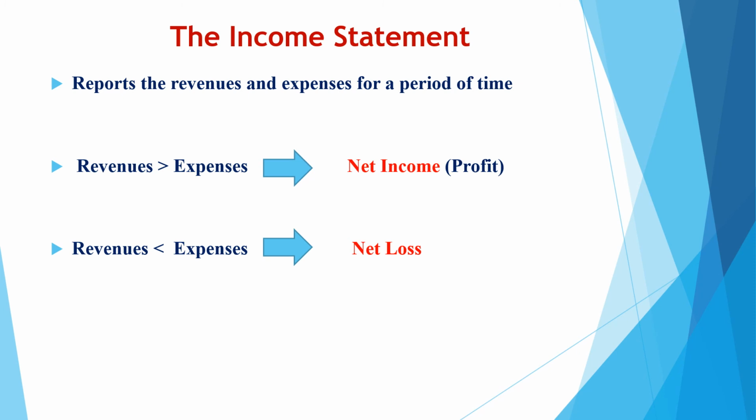The income statement reports all the revenues and all the expenses for a period of time. This period could be a month, a quarter, semi-annual, or a year. However, if in a specific period the sum of the revenues exceeds the expenses, the difference between revenues and expenses is a profit, or it is called net income. And if in a specific time the sum of revenues is less than the sum of expenses, then the difference between revenues and expenses is net loss.